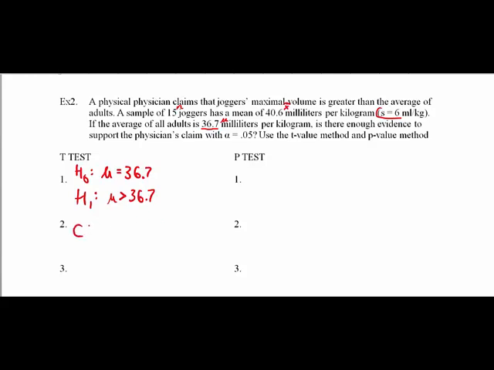Now we're going to find our critical value by looking at the t-chart. How we're going to do this is we first need our sample size, which is n, or 15, and we're going to go with degrees of freedom, n minus 1, so 14. So we're going to look on the t-chart at that spot to see what our critical value is.